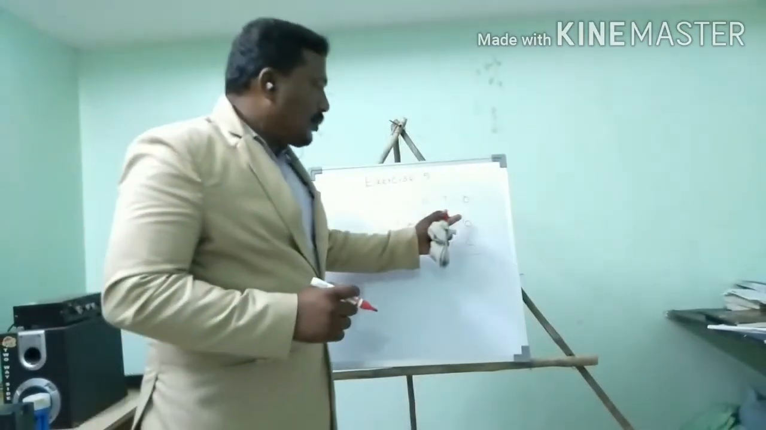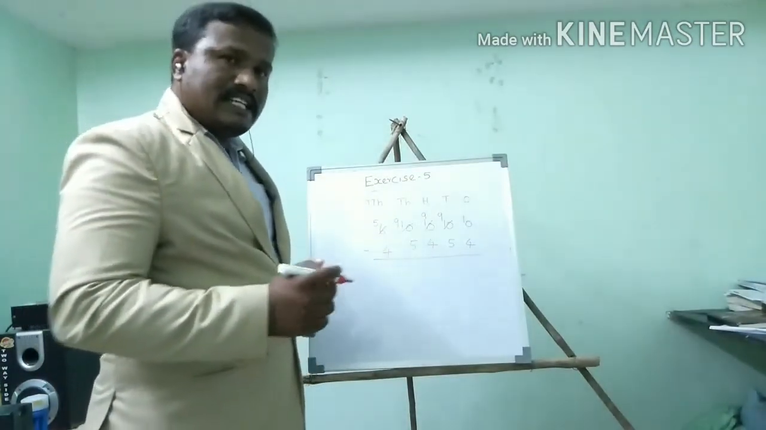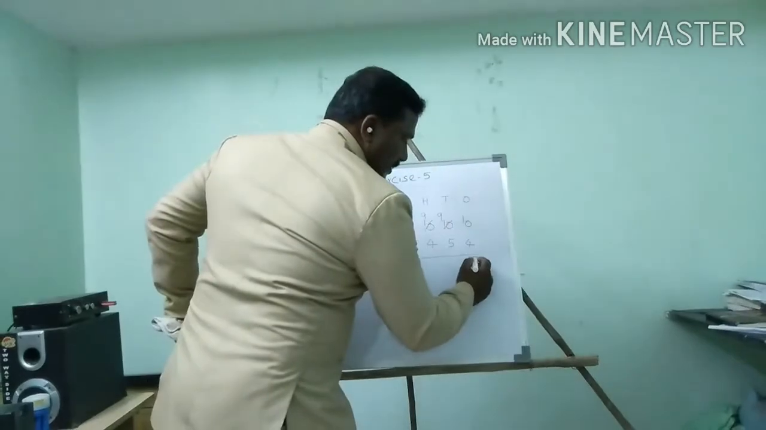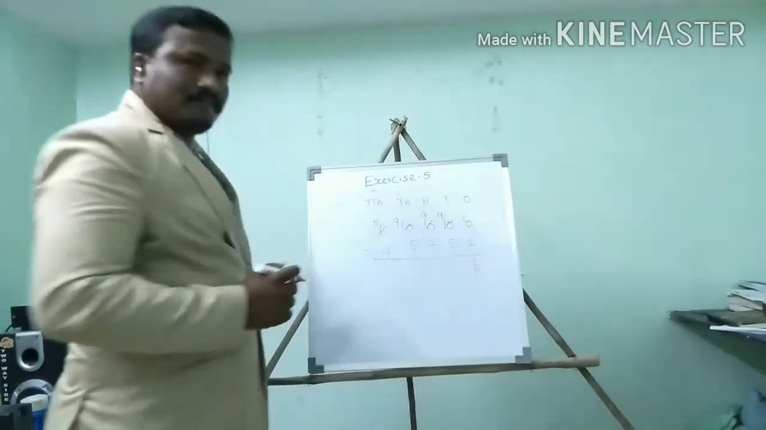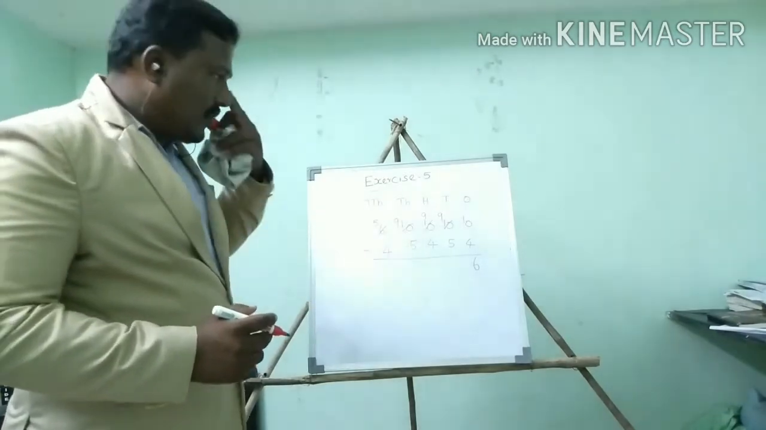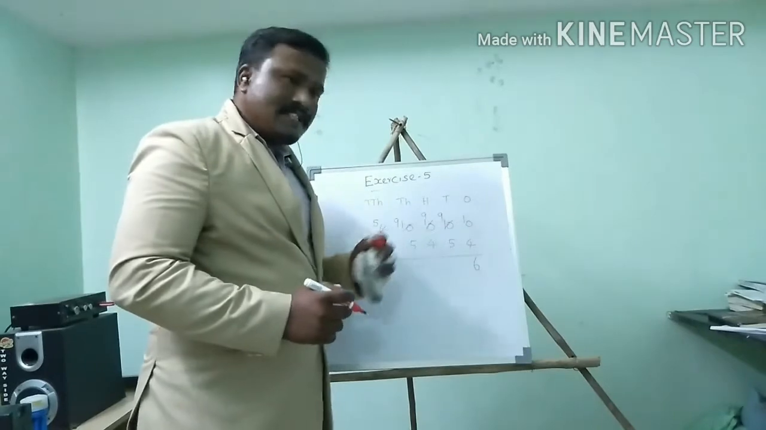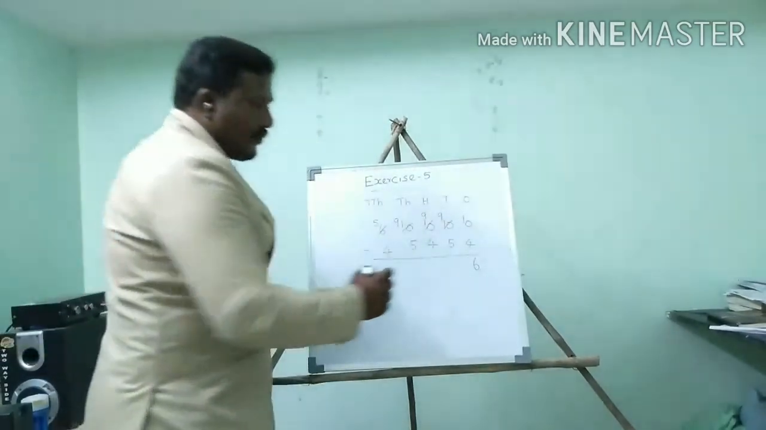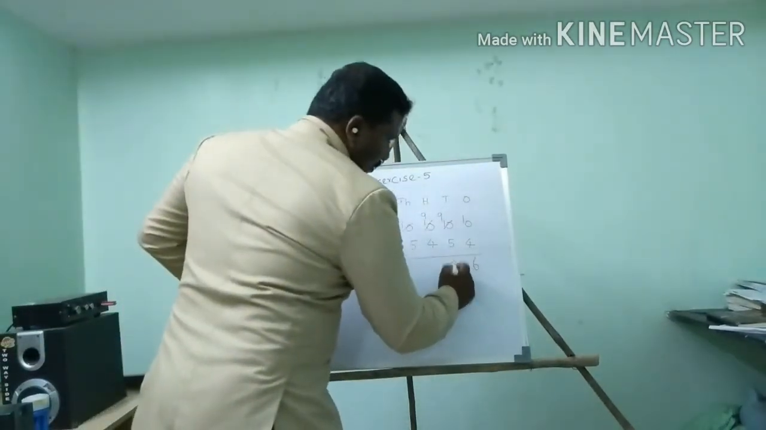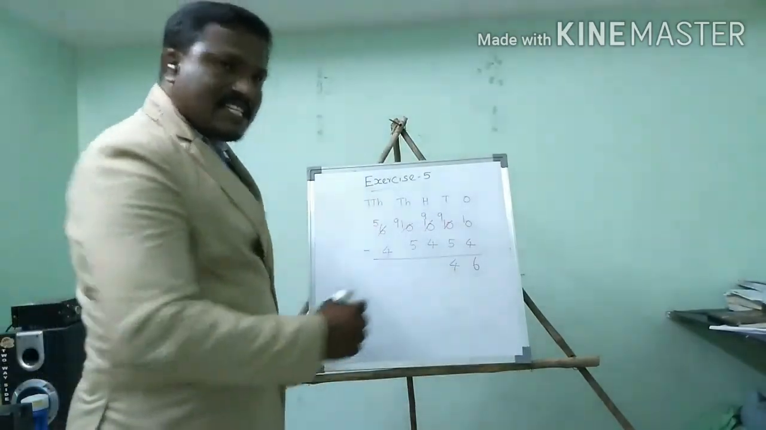Now I want to subtract this. 10 minus 4, 6. The difference is 6. Then here 9. 9 minus 5, the difference is 4. Here 9, here 4. The difference is 5.